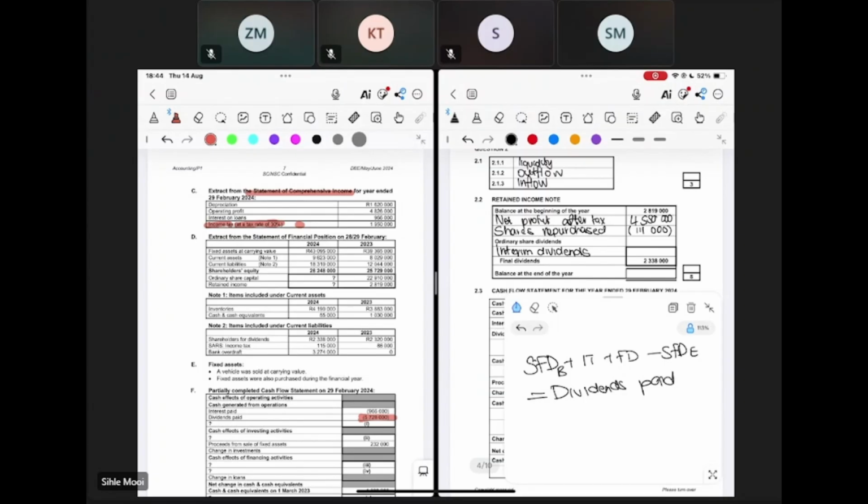But now we know what dividends paid is. We know what the shareholders for dividends are for the beginning and the end of the year. We also know what our final dividends are from what we were given in our retained income note. So that means we can calculate what our interim dividends will be by replacing into that formula. Okay, did everyone get that?